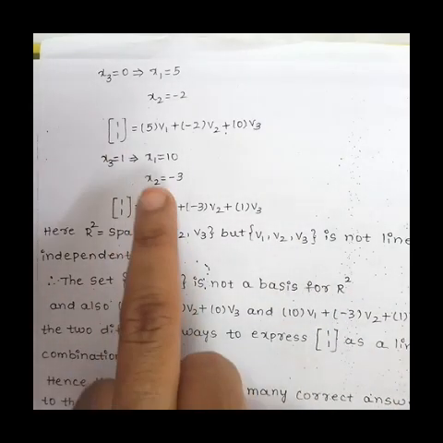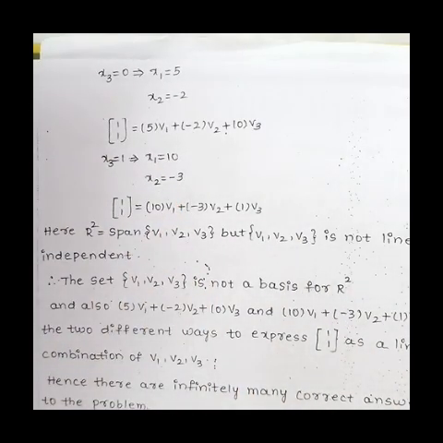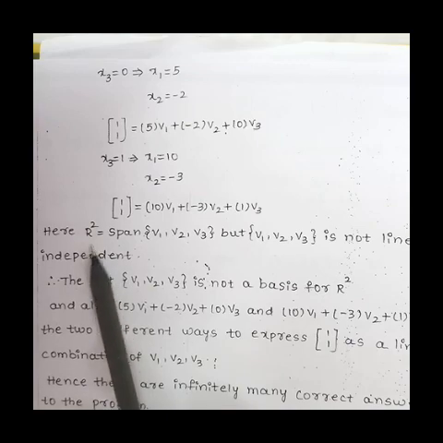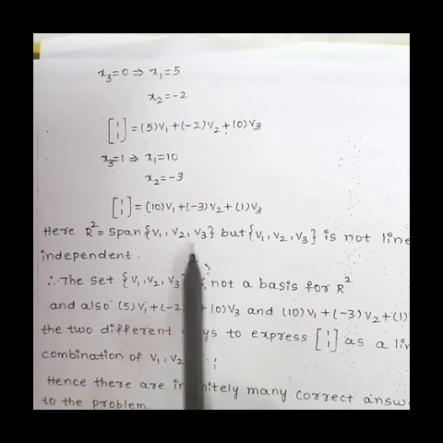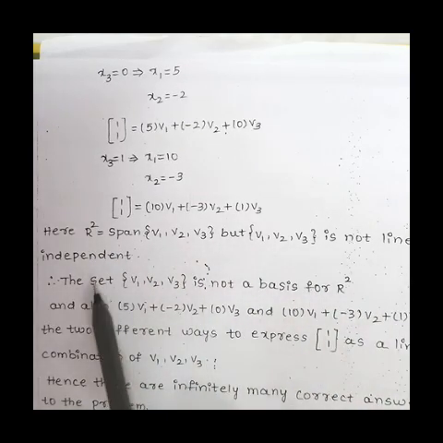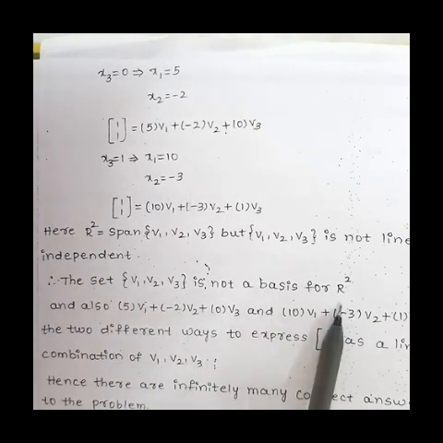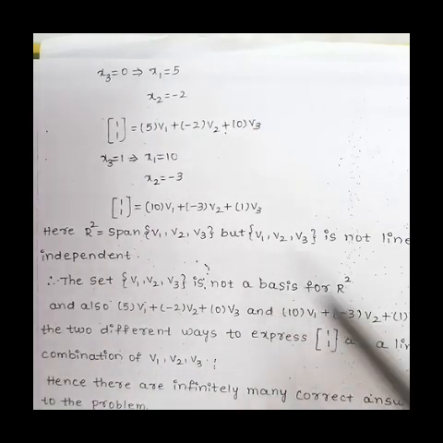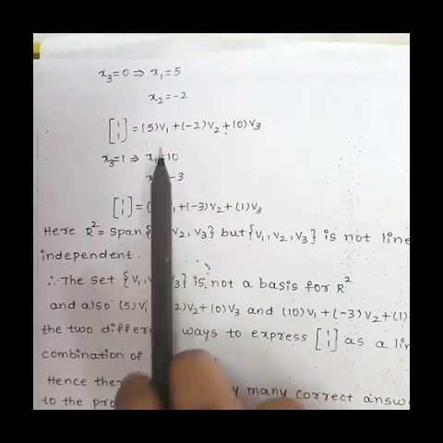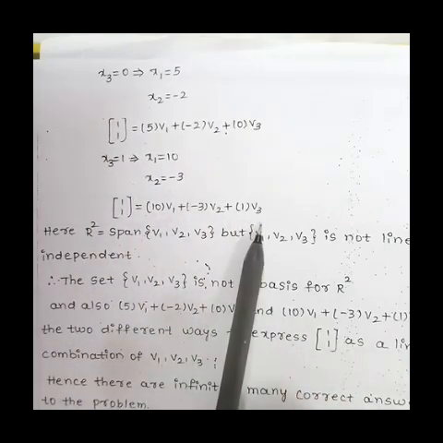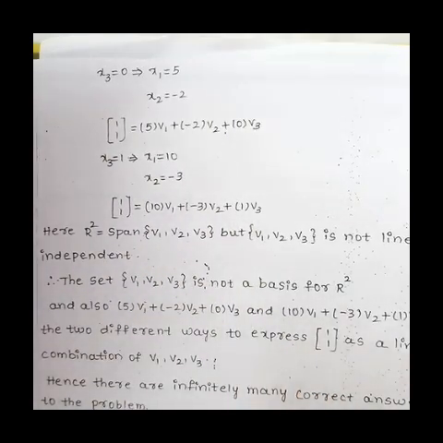So if one vector depends on another vector, it is not a basis. It is not linearly independent. So while it is the span of v1, v2, v3, it is not linearly independent. That's why it is not a basis. What the question is asking for as two different ways is this one way and this second way of representing it as a linear combination.